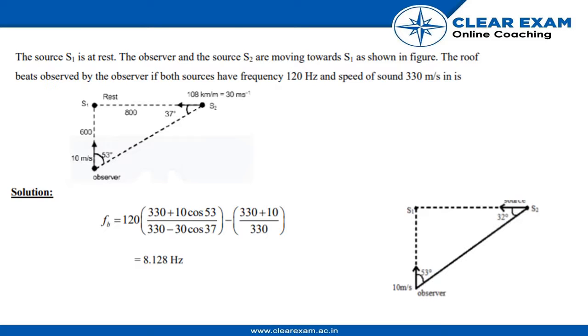Now let's see how we will find out the frequency. In the solution it is given that the frequency of both the observer and the S2 source is 120 Hertz. Then we know it's a simple formula in which we put the values, and after that we got the result, that is 8.128 Hertz. So that's all.